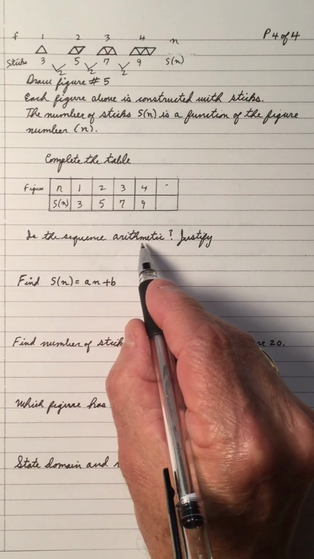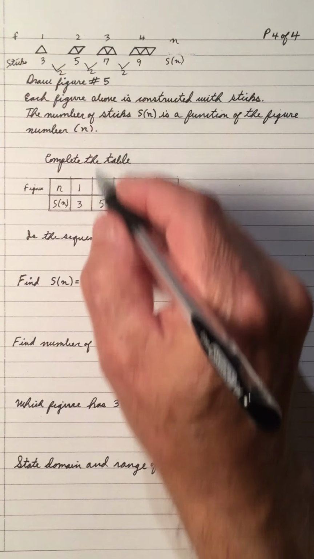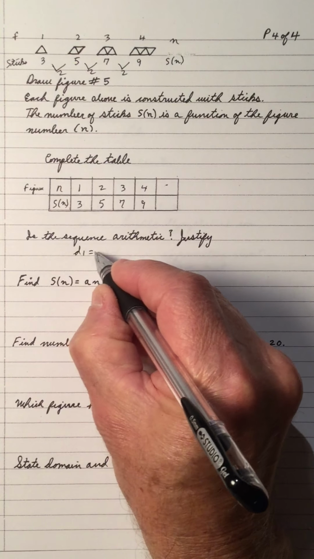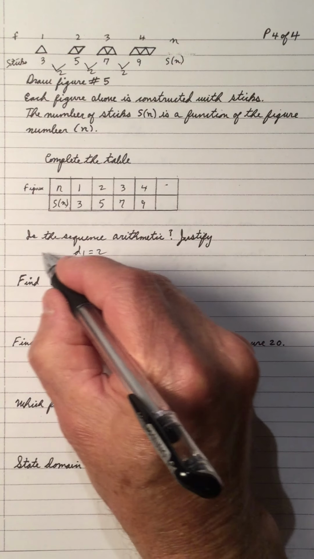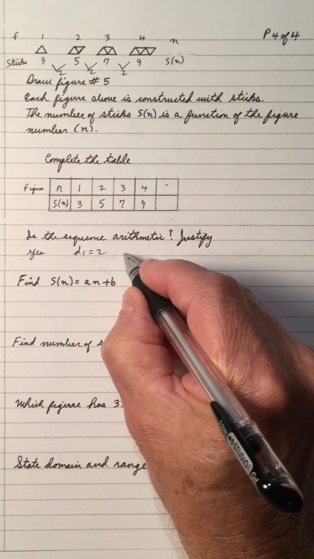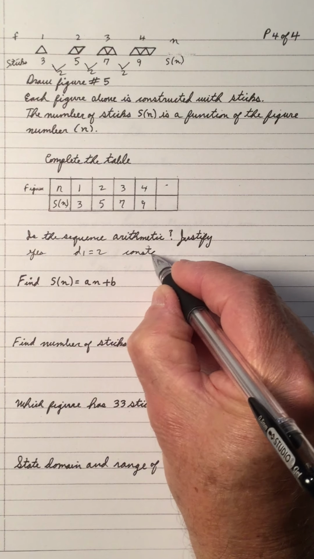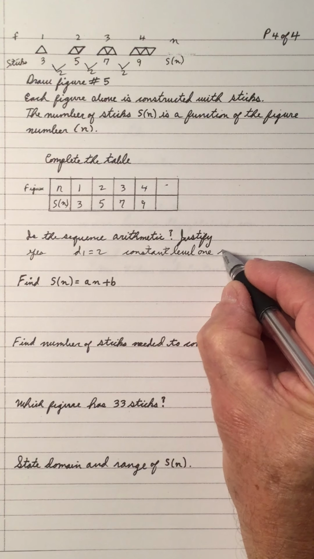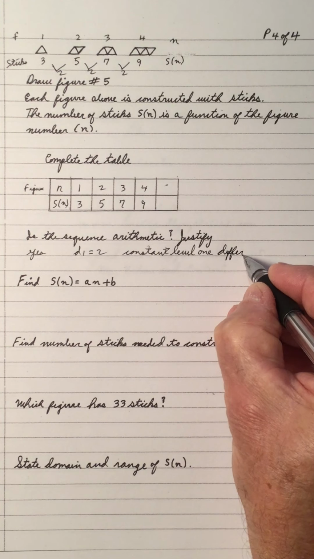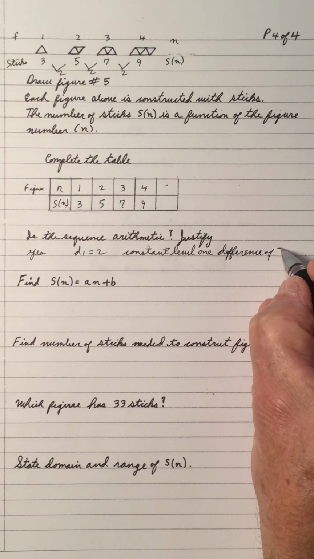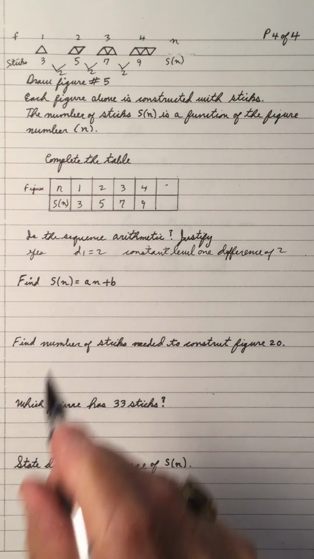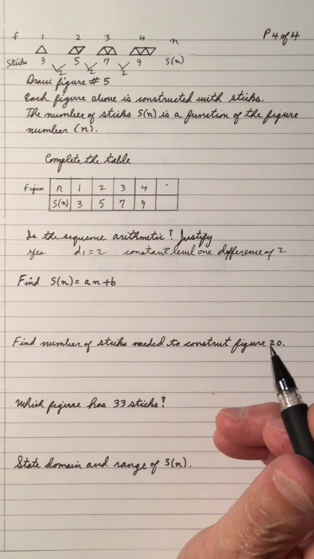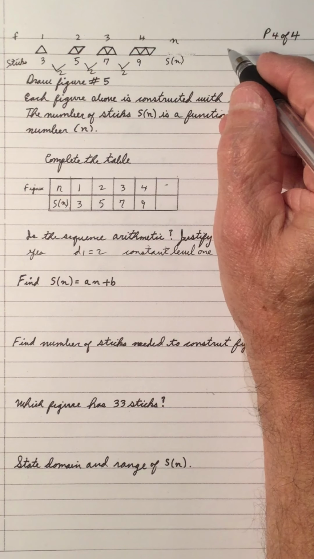Is the sequence arithmetic? The difference is 2, so D1 equals 2. And is it arithmetic? Yes, because it has a constant level 1 difference of 2. So it's arithmetic. So let's find the equation.